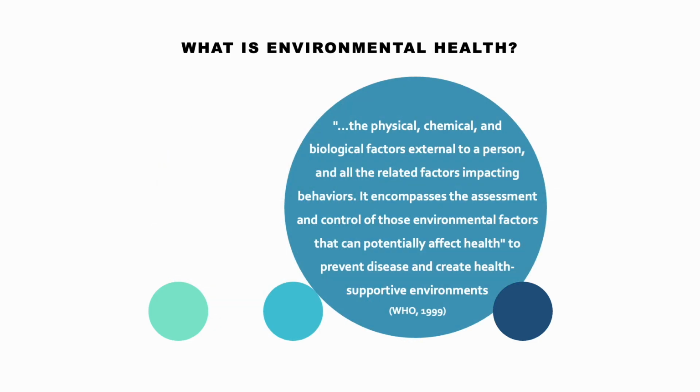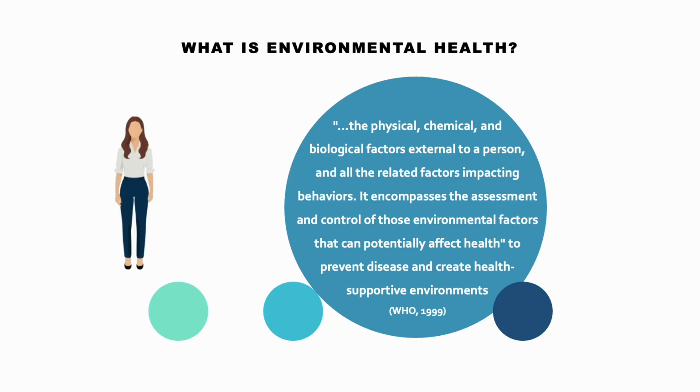In 1999, the World Health Organization updated that environmental health addresses all the physical, chemical, and biological factors external to a person and all the related factors impacting behaviors. It encompasses the assessment and control of those environmental factors that can potentially affect health. It's targeted towards preventing disease and creating health-supportive environments. Environmental health focuses on reducing the negative impacts of unsafe environmental conditions, like polluted air and water, on people in order to decrease preventable illness and injury.